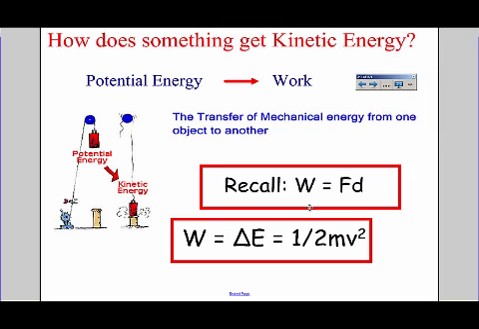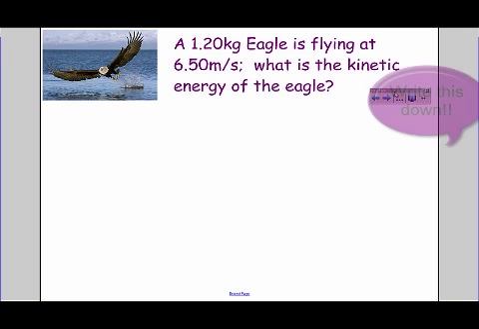Work is force times distance, and the units that we represent work in is joules. Now, if you look at the energy formula, energy is also represented by joules, so work and energy can be used interchangeably. For our first example, recognize what we have in our equation. So our mass we want to make sure is in kilograms, and it is, so we don't have to change anything. Okay. Our bird is 1.2 kilograms. It's our eagle flying at 6.50 meters per second, which is our velocity. And it says, what is the kinetic energy of the eagle?